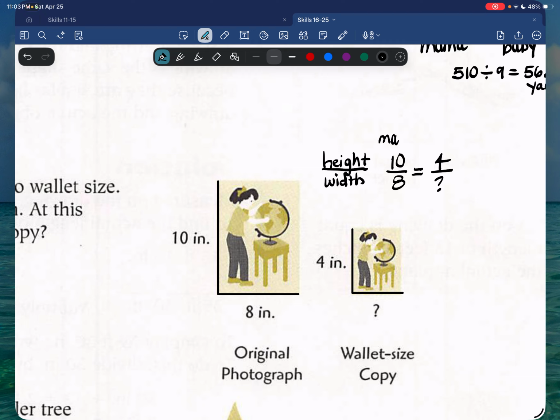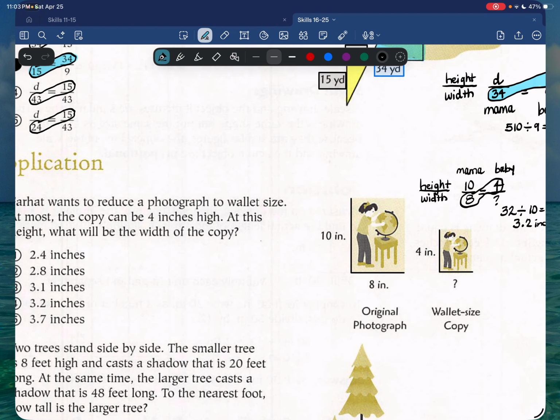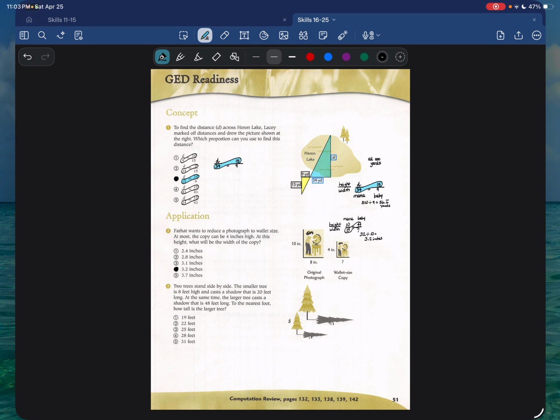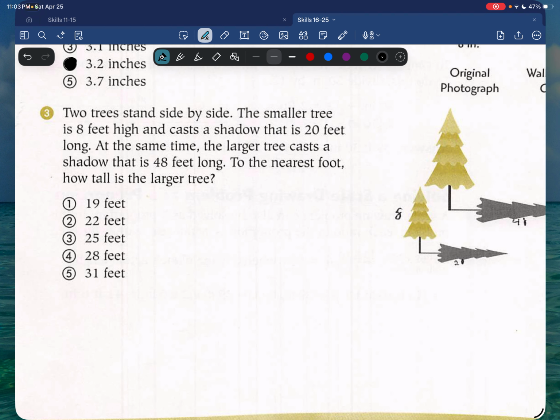This is the mama, and this is the baby. The peanut is 8 times 4. That's 32. Divided by 10 is going to be 3.2 inches. And did we have to find an answer? Yes, we did. And there it is, 3.2 inches. And we're done with that one. They didn't give us a procedure this time, just applications.